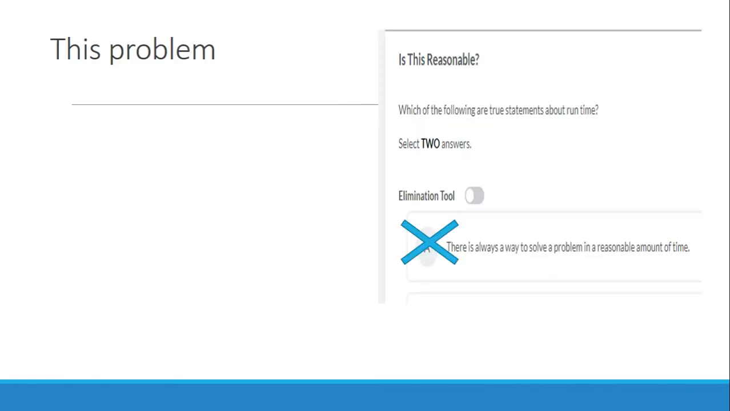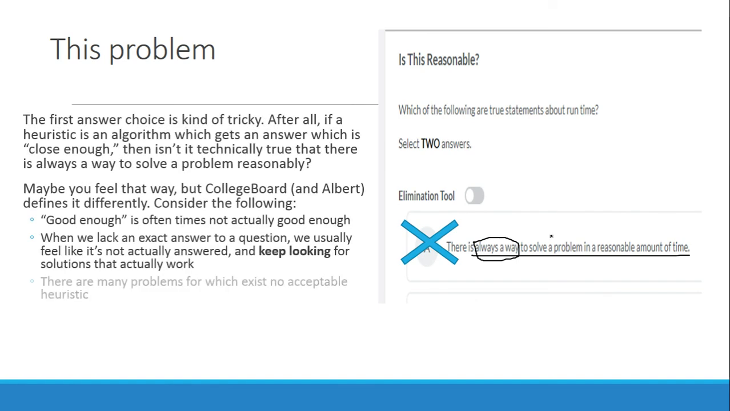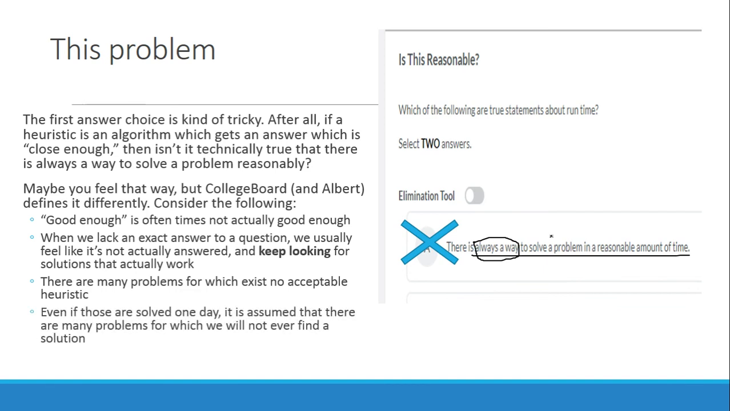And let's address something next. There's this one question on Albert. It asks, which of the following statements about runtime are true? And one of them, the very first one, was there is always a way to solve a problem in a reasonable amount of time. And this part I want to focus on. So a heuristic algorithm, we say, is a way of solving an unsolvable problem. But the thing is, we don't actually consider that to be true because heuristics don't actually solve it. They get a close enough answer, but it's not really a real solution.